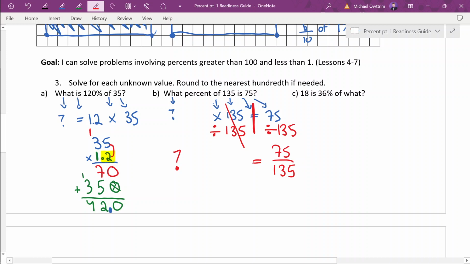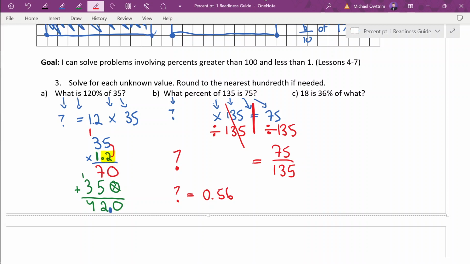Now, this would be a good opportunity to use a calculator. You could definitely simplify this fraction a little bit if you wanted to, but you could use a calculator here and figure out that this question mark is 0.5 repeating. So we'll just round that to the nearest hundredth of 0.56 as instructed.